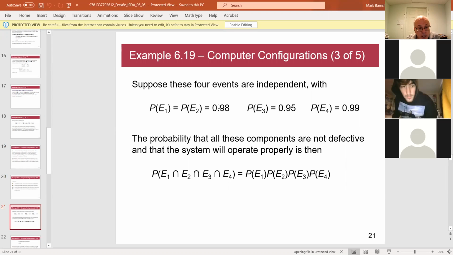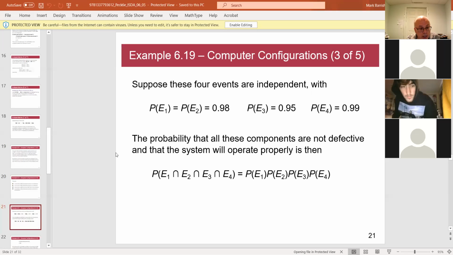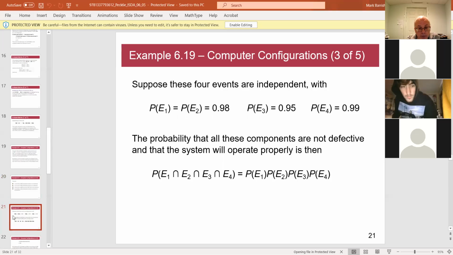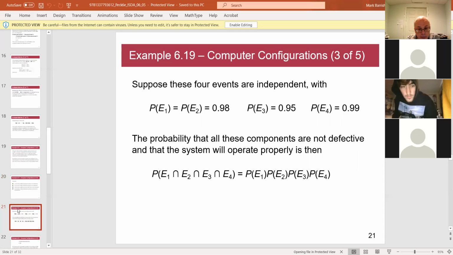All right, suppose the probability that E1 and E2 are not defective is 0.98 each. There's a 98% chance that the monitor is not defective. There's a 98% chance that the mouse is not defective. There's a 95% chance that the disk drive is not defective, and then there's a 99% chance that the processor is not defective. Okay, so those are the four probabilities.